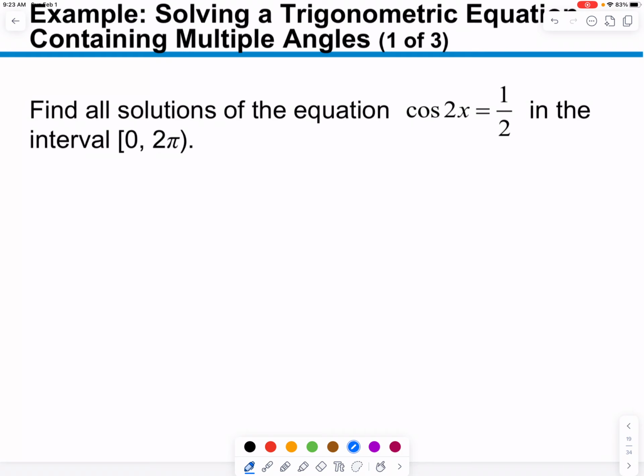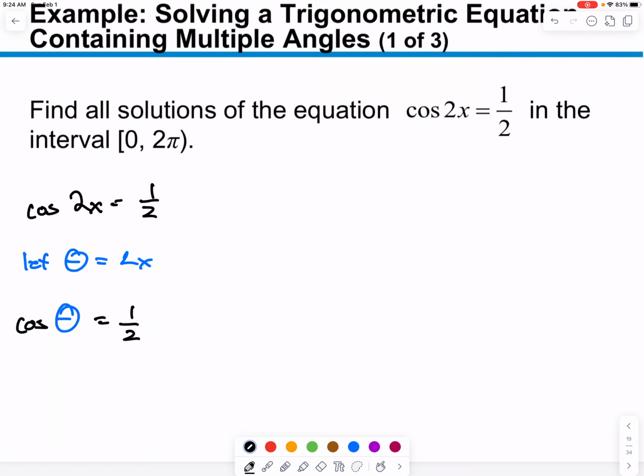So we're starting with cosine of 2x equals a half. I'm going to do a substitution method. I'm just going to say let theta be 2x, and just work in terms of theta, all right? So then, just to try to simplify this a bit, cosine of theta equals a half.